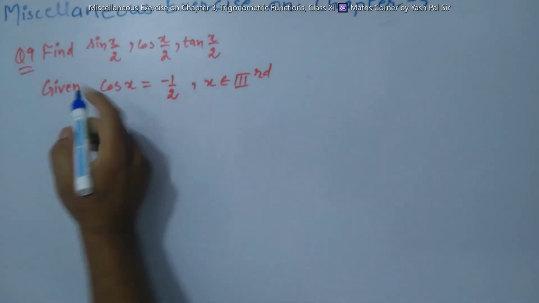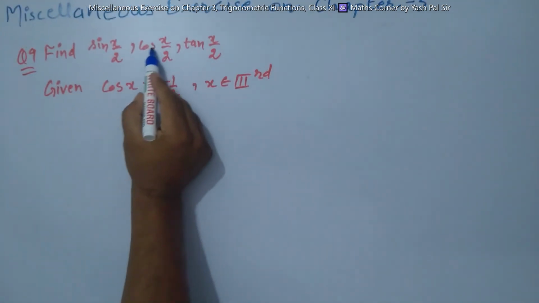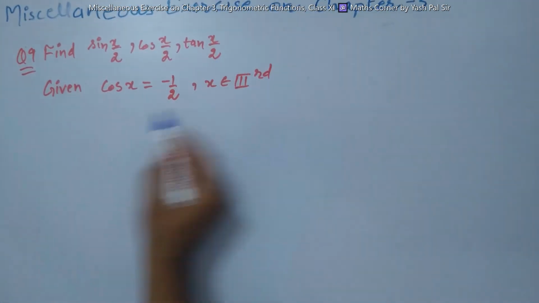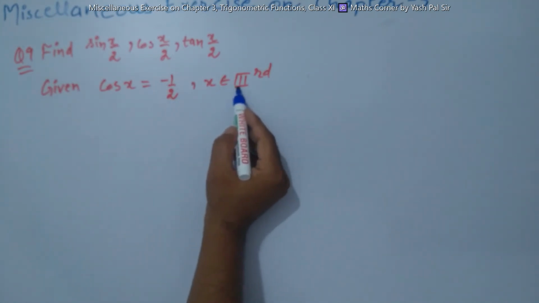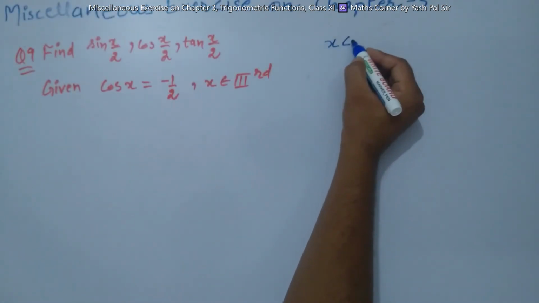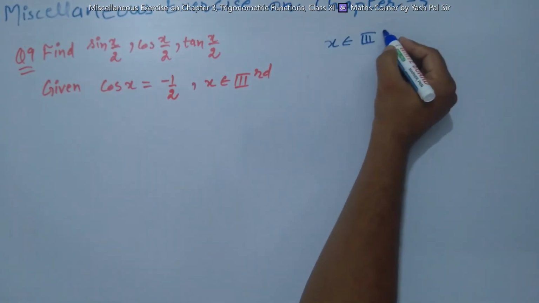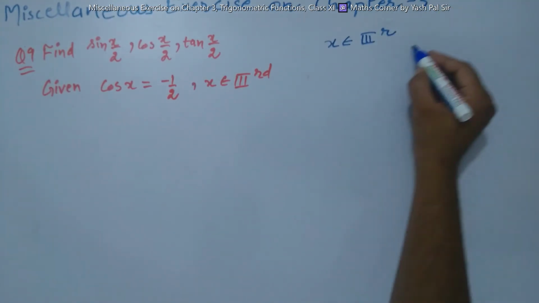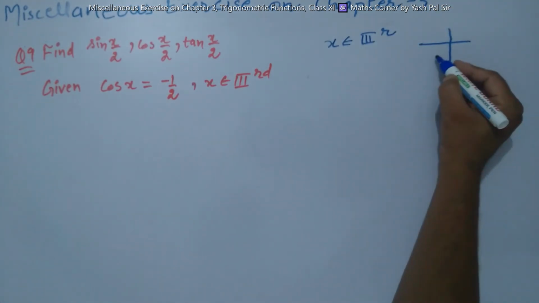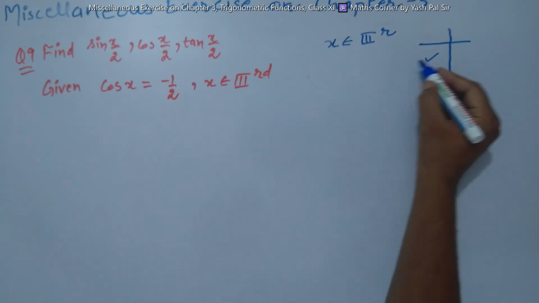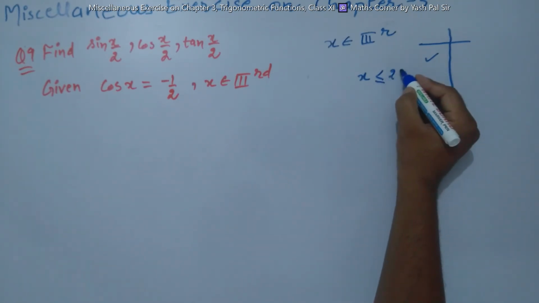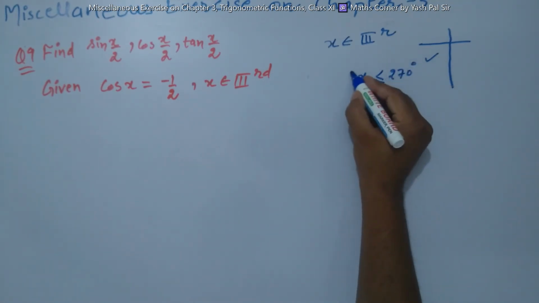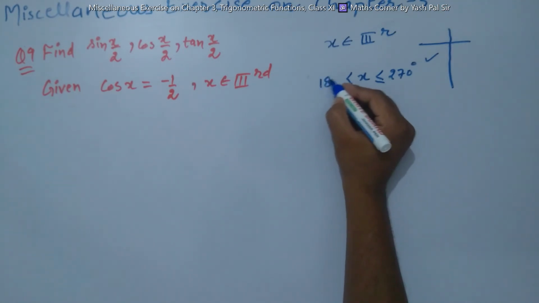Question number 9 is: find sin x upon 2, cos x upon 2, tangent x upon 2, where cos of x is equal to minus 1 upon 2, and x lies in the third quadrant. So first of all, x belongs to the third quadrant. What does this mean? This means this quadrant. So here, what is the value of x? x is greater than or equal to 180 degrees and less than or equal to 270 degrees.